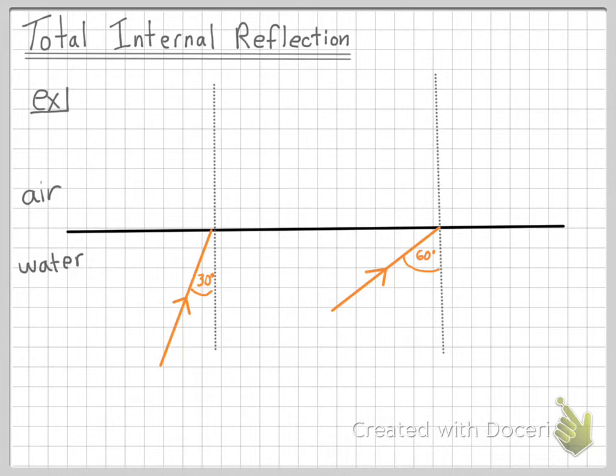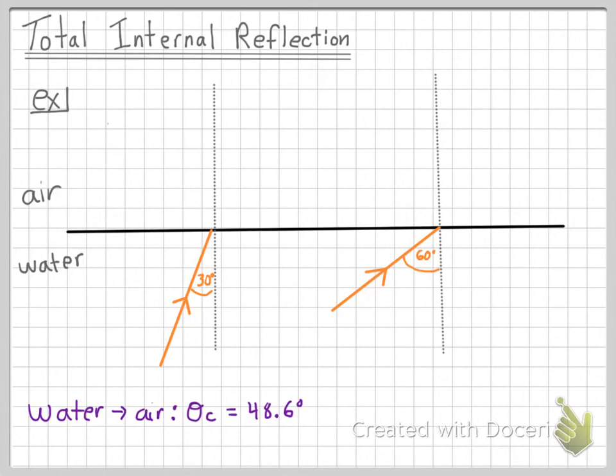We have two light waves coming from water and directed upward toward the air. We want to figure out which one is refracted and which one has total internal reflection. We know that the critical angle for water to air is 48.6 degrees. So if any angle is larger than this, we know that there will be total internal reflection.